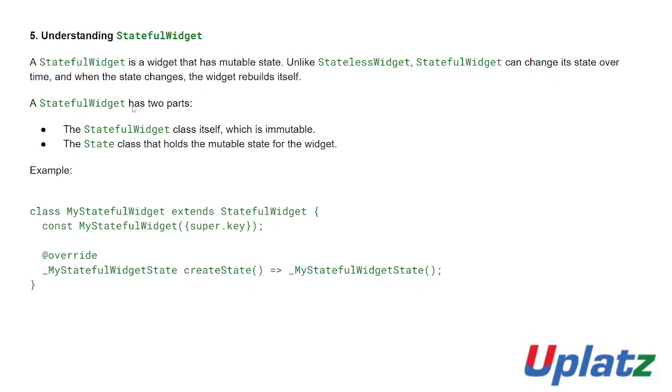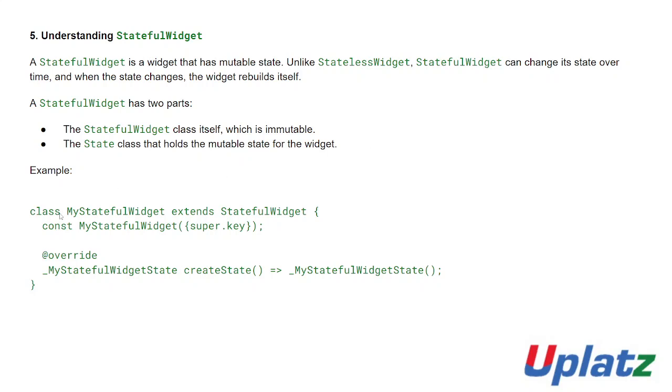A stateful widget has two parts. One, the stateful widget class itself, which is immutable. The class itself is immutable. Two, the state class that holds the mutable state for the widget. Two things. A stateful widget has two parts: the stateful widget class itself, which is immutable, and the state class that holds the mutable state for the widget.